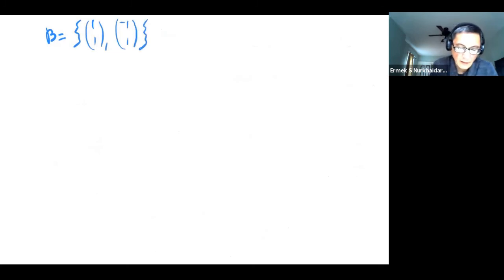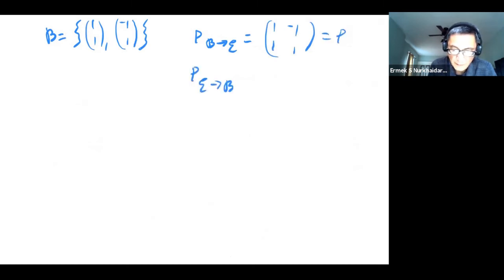Now, again, B is 1, 1, negative 1, 1. Then our P, which goes from B to E, is going to be 1, 1, negative 1, 1. And we're going to call it P. And P from E to B is going to be the inverse of B to E, so it's going to be P inverse.